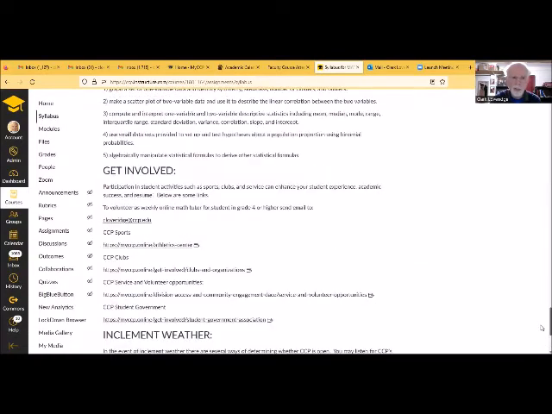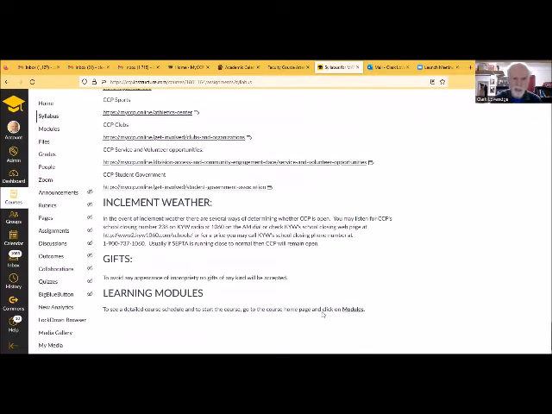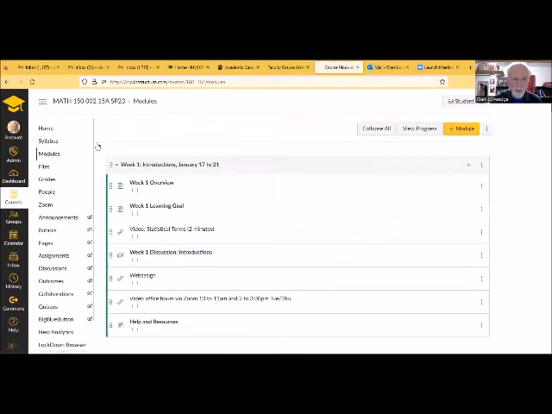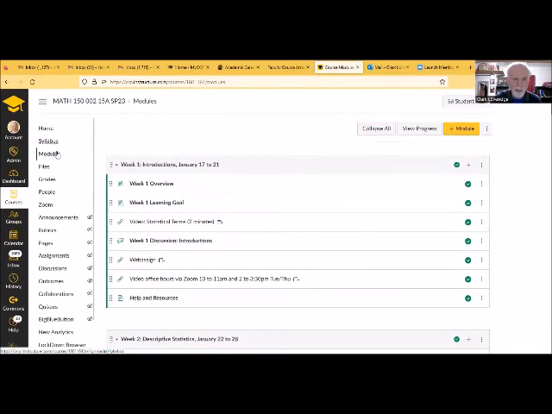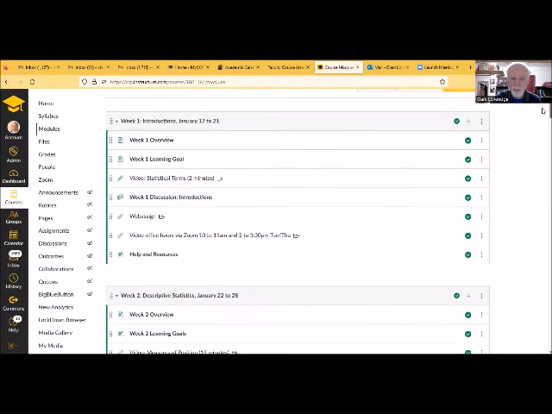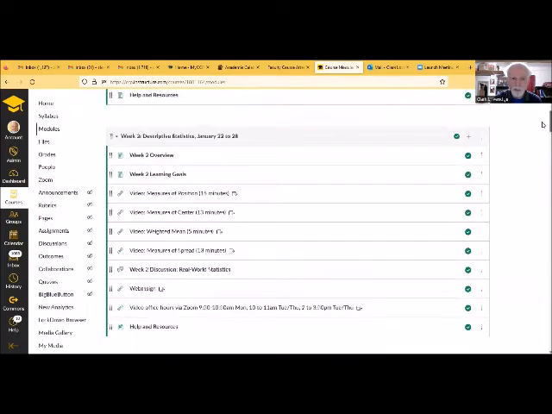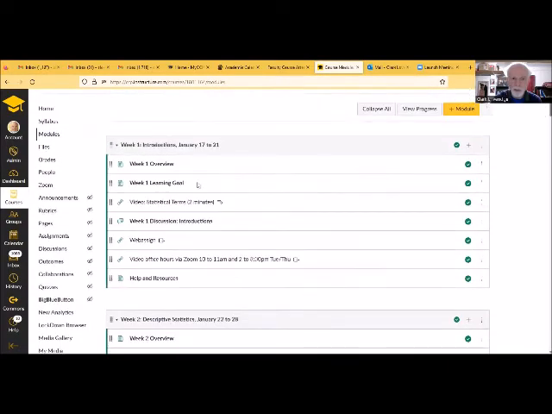Once the course gets going, I'm going to make the homepage the learning modules. So let's go to the modules now. I'm going to click on the modules. On the sidebar, you'll see home, syllabus, modules, files. There'll be a module for each week. It starts off with an overview, learning goals, and usually at least one video, a link to a YouTube video, that will sort of introduce you to the topic of the week.